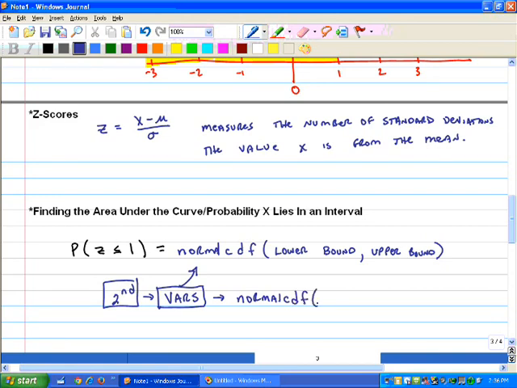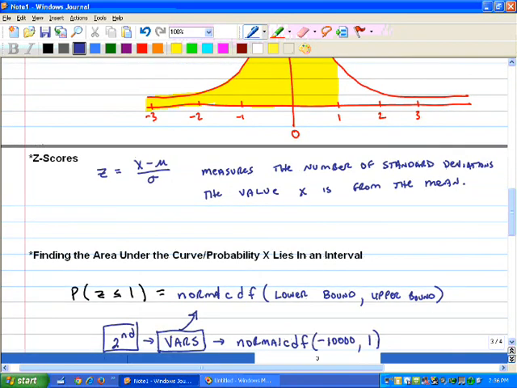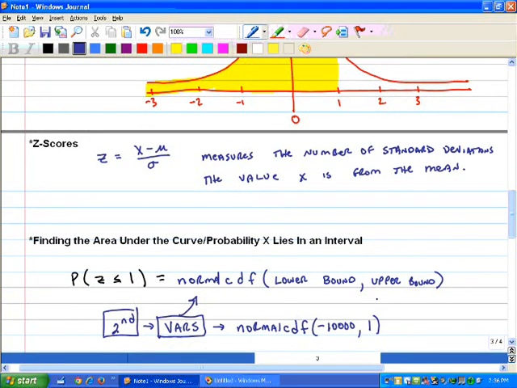Now, because this curve extends to the left to negative infinity, what we are going to enter is negative 10,000 to represent negative infinity. That's far enough that your calculator won't know any difference between negative 10,000 and negative infinity. Because we want a z-score of 1, our upper bound is going to be 1, as indicated on the graph above. When you enter that in the calculator, your value is approximately 0.8413.